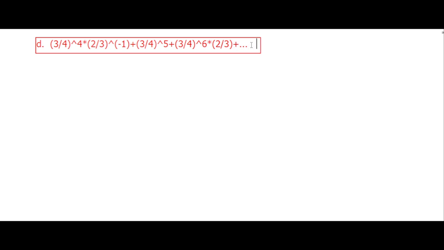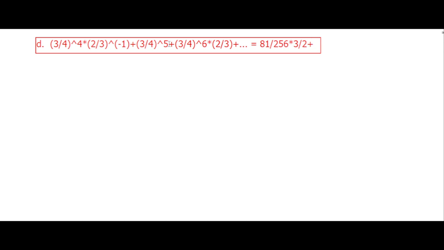Again, let's rewrite this. 3 over 4 to the power of 4: 3 to the power of 4 is 81, and 4 to the power of 4 is 256. So 81 over 256 times the reciprocal of 2 over 3. 2 over 3 to the power of minus 1 is the reciprocal, 3 over 2, so times 3 over 2, plus.